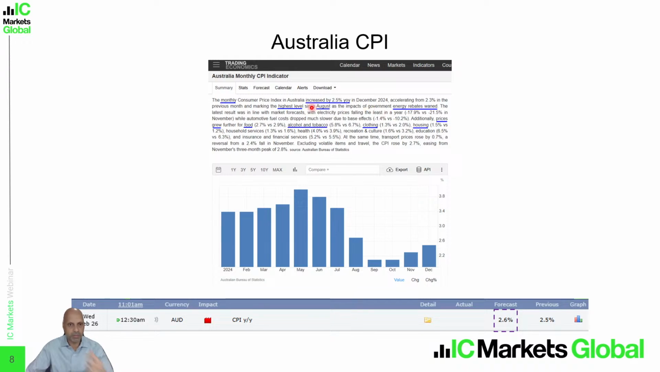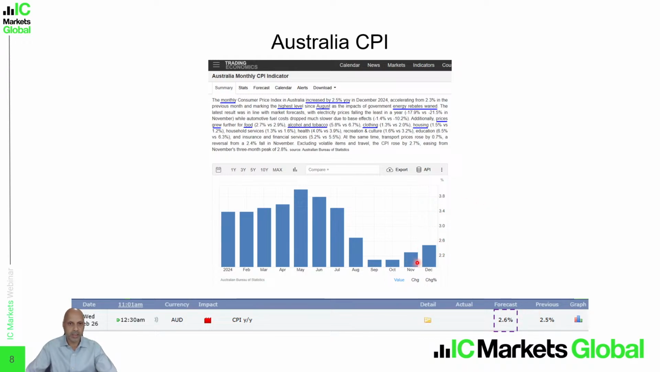December's figure was the highest level since August, and this is partly due to the fact that the effects of the energy rebates have started to wane as well. Remember, with energy rebates waning and energy prices, particularly crude oil, increasing right at the beginning of the year, this has had an impact on overall inflation, and that is why it's very likely January's figures are going to accelerate to 2.6% in the latest reading.